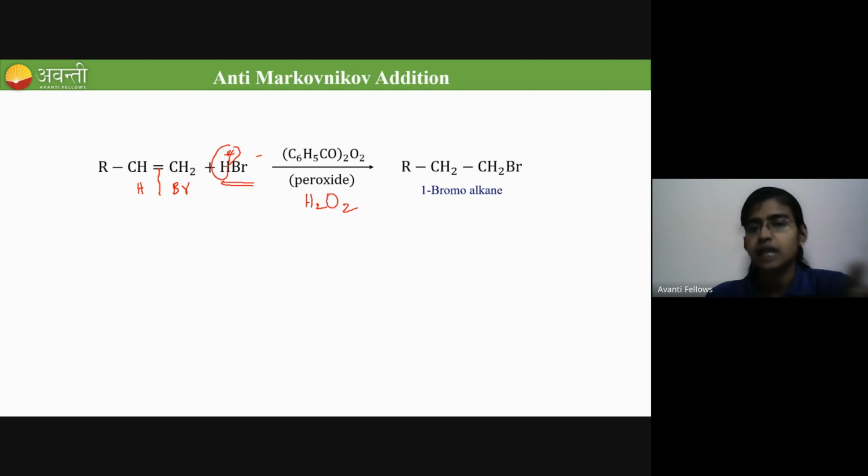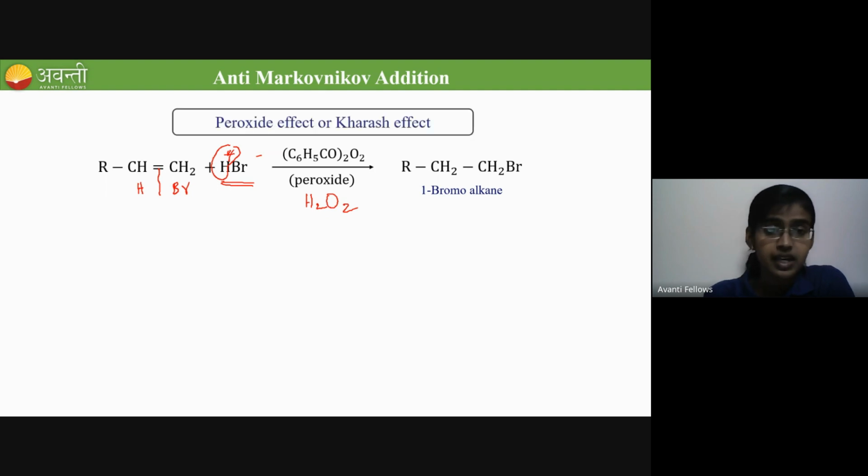You will end up with a 1-bromoalkane product. Since we are using the peroxide here, it is otherwise called the peroxide effect. And Kharasch is the scientist who found this, and so it is also called the Kharasch effect. Got it? Unsymmetrical alkene with the hydrogen halide leads to the Markovnikov product. Unsymmetrical alkene with HBr in the presence of peroxide leads to the anti-Markovnikov product. Okay? Clear for all?